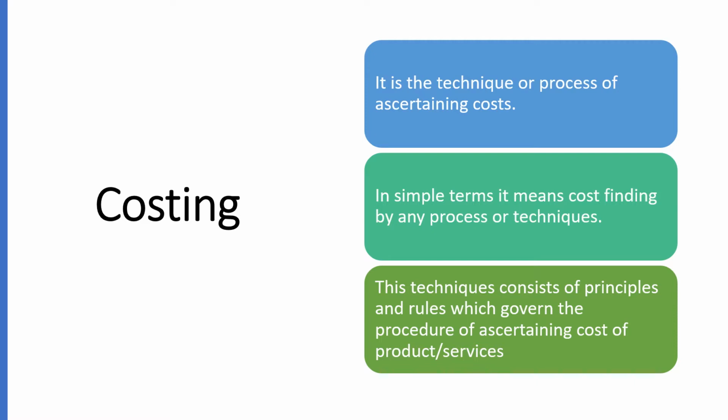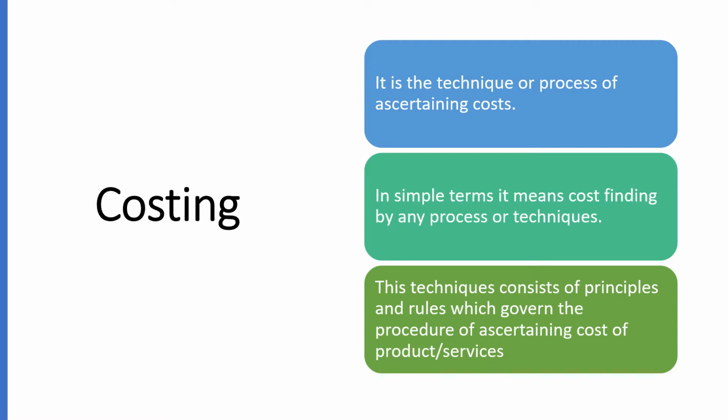Costing is the technique or process of ascertaining the cost. As we all know, costing helps us in calculating the cost of a product. So it is that technique which we use to calculate the cost of the product. In simple terms, it means cost finding by any process or technique. That means how should we find out the cost of a product?